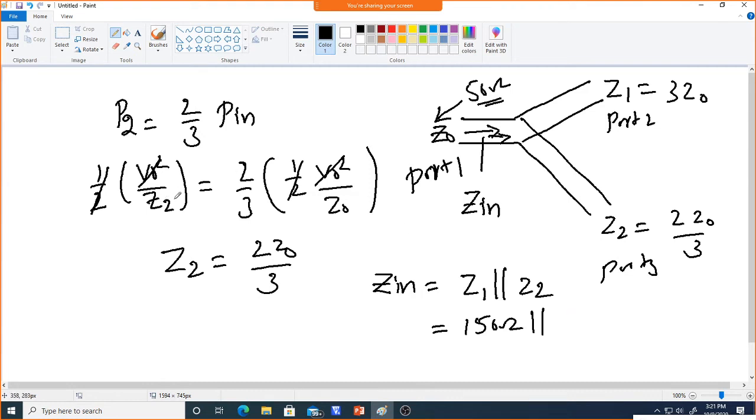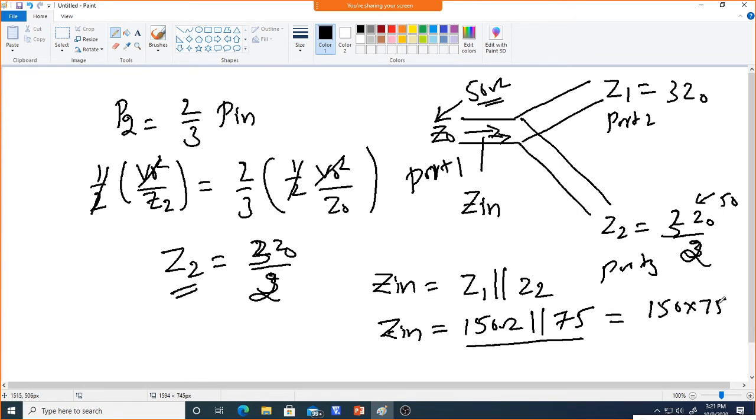Sorry, here it is mistaken. Z2, if you take this side and if you see this side, it is 3 Z0 by 2. So if you take 3 Z0 by 2, with Z0 as 50 ohm, 3 into 50 is 150 divided by 2, it is 75 ohm. So your Z1 will be parallel to 150 and 75 ohm. If you calculate this one, that is 150 into 75 divided by 150 plus 75.